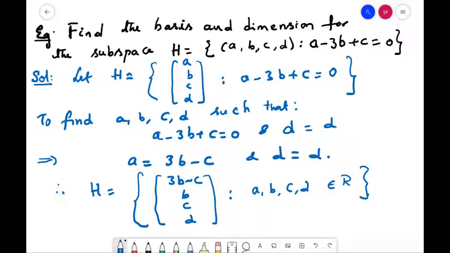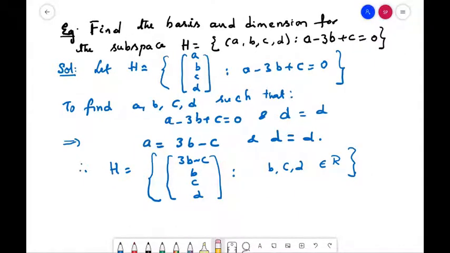So the same equation, whatever is given, we have changed and modified a little. We reduced one variable here. Now a is not there, so let us remove this a. B, C, D belong to R. So now our task is to find B, C, D.